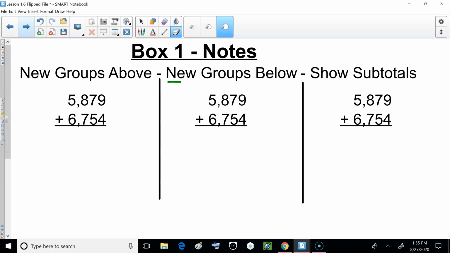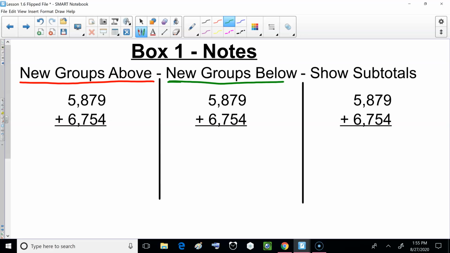So in your notebook right now, you can put today's date and box 1 of your notes to help you refer back to as your examples as we move through the course of this lesson. So there are 3 different ways to add. We're going to talk about why we do each different way. We have new groups above, which probably most of you have been doing for a long time. New groups below is another way that we could work on our adding, and show subtotals.